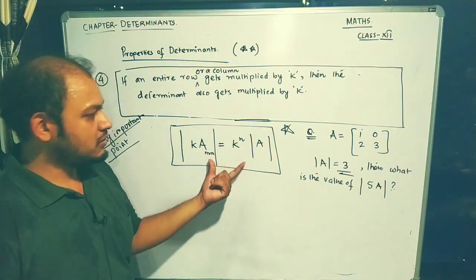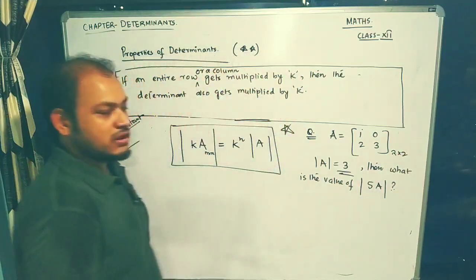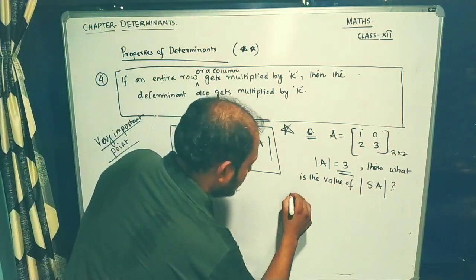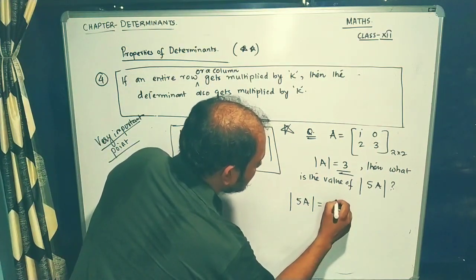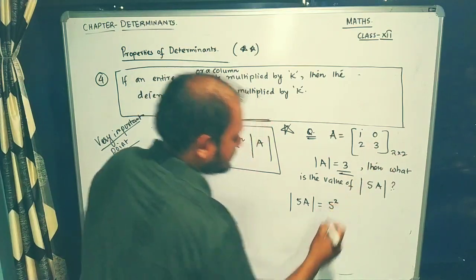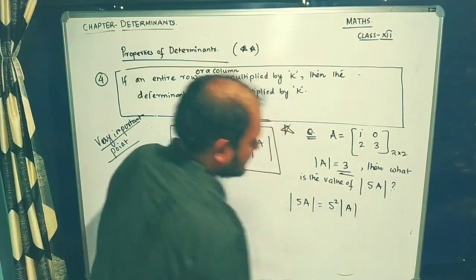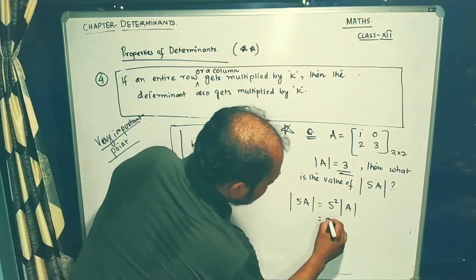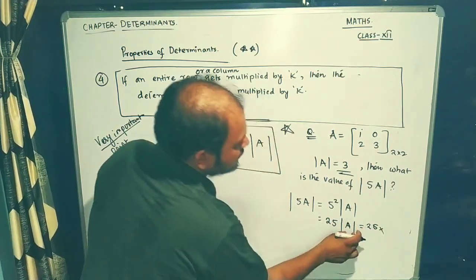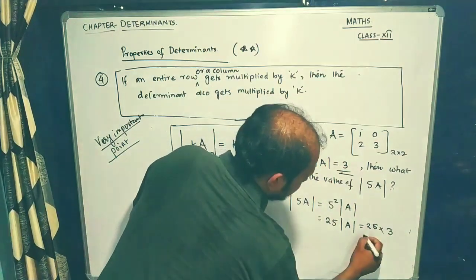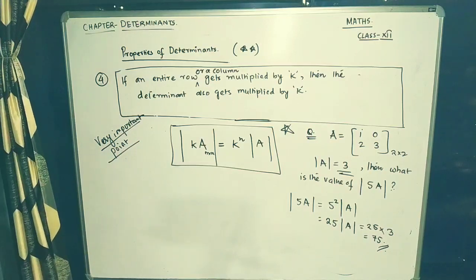So according to this result, what is the order of this matrix? Its order is 2 by 2. That means its order is 2, right? So we know from this theorem that the determinant of 5A will be equal to 5 to the power 2, since it is a second order matrix, multiplied by the determinant of A. So this is nothing but 25 times the determinant of A. The determinant of A is 3, so 25 times 3 will be equal to 75. This is a typical question from your competitive examination.